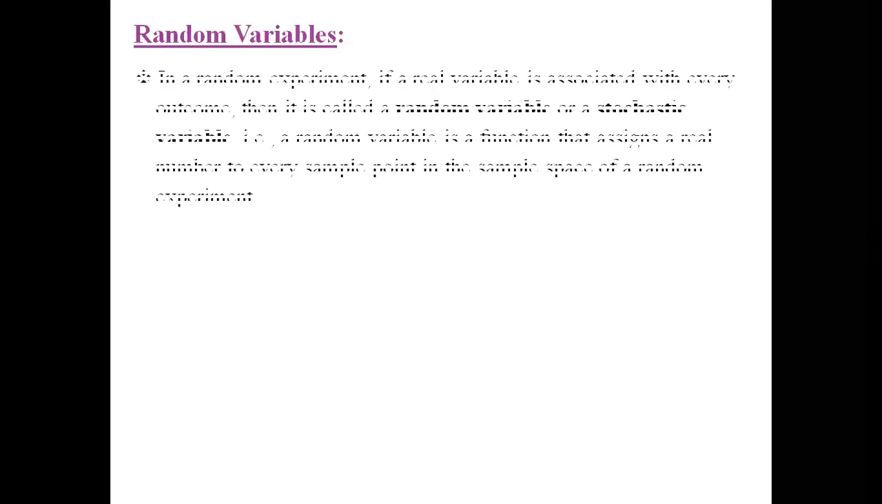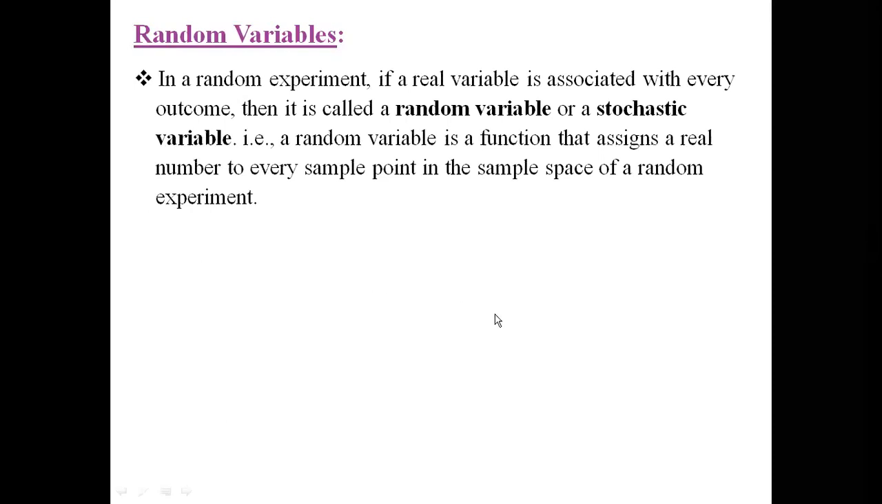First, let us know the definition for random variables. In a random experiment, if a real variable is associated with every outcome, then it is called a random variable, alternately stochastic variable. That is, a random variable is a function that assigns a real number to every sample point in the sample space of a random experiment. So it is a function that assigns a real number to every sample point in the sample space of a random experiment.